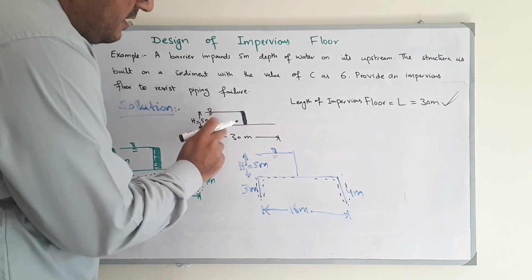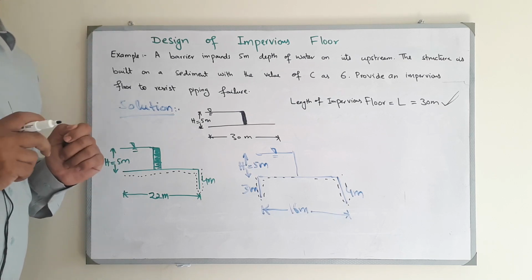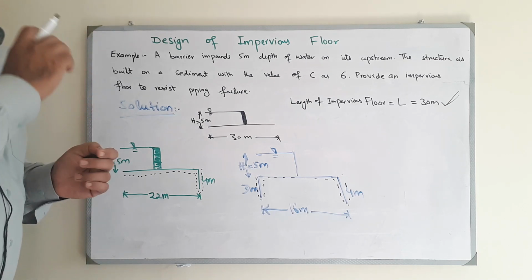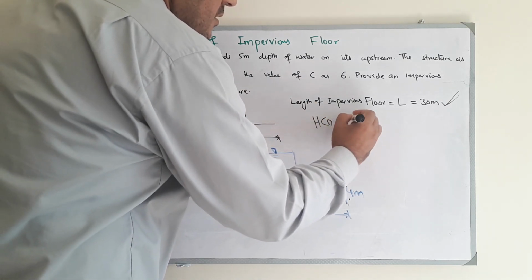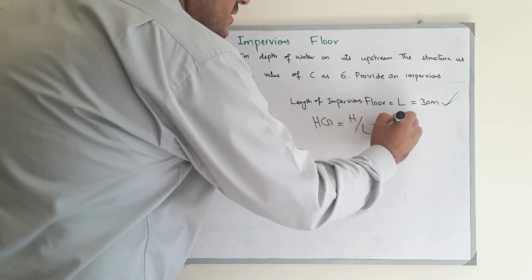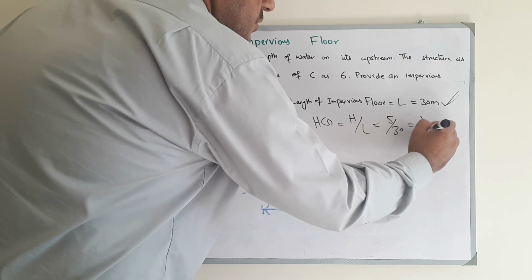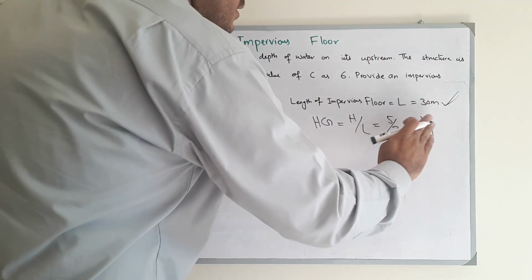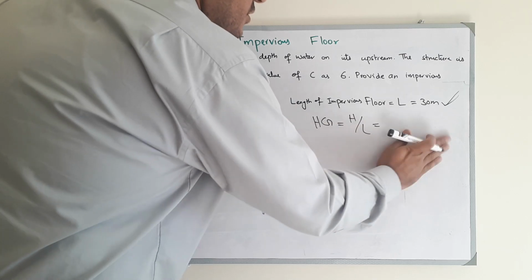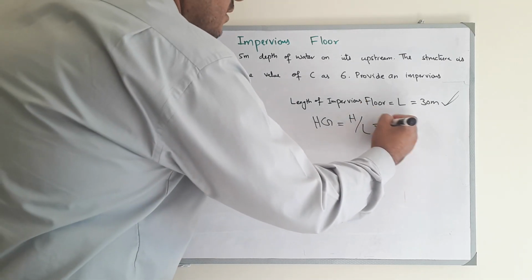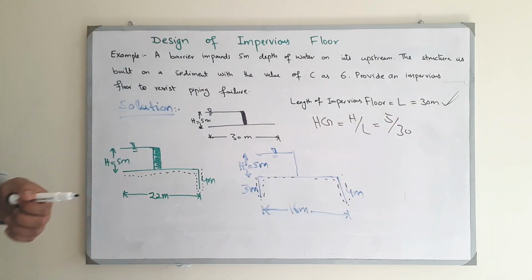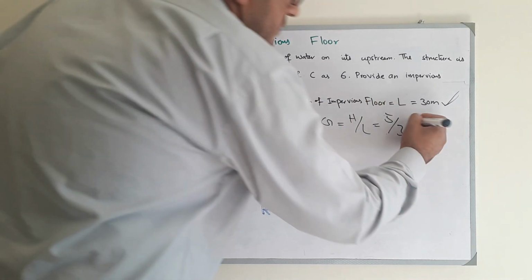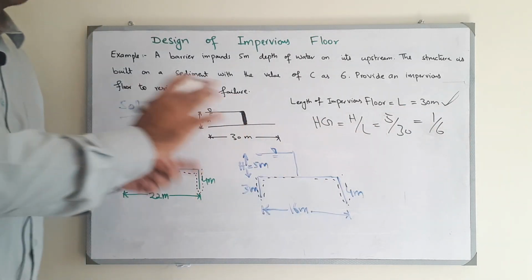Let's say in this case we have studied in the first part of the video that according to the second assumption, the hydraulic gradient will remain constant. In this case the hydraulic gradient is H over L, which is 5 by 30, so the hydraulic gradient is 1 over 6. So it will remain constant.